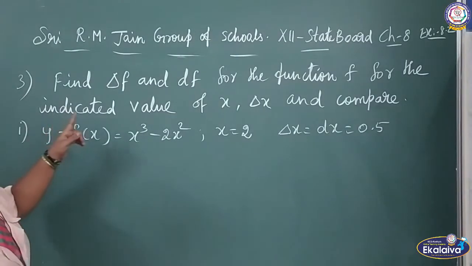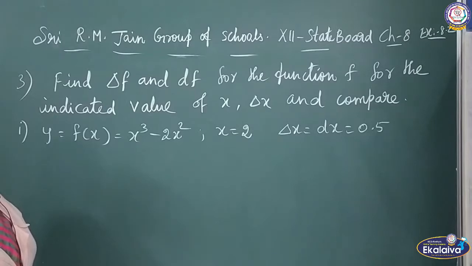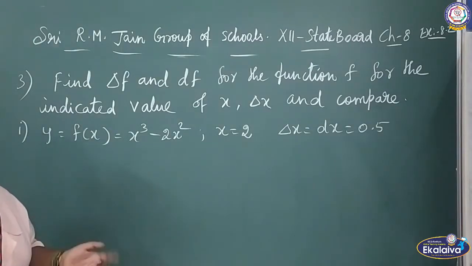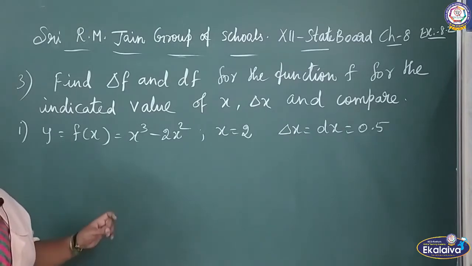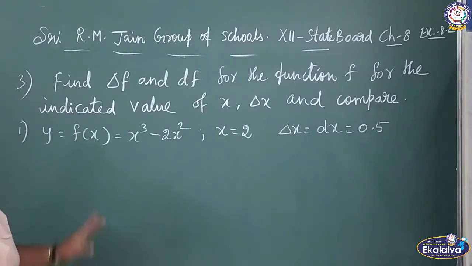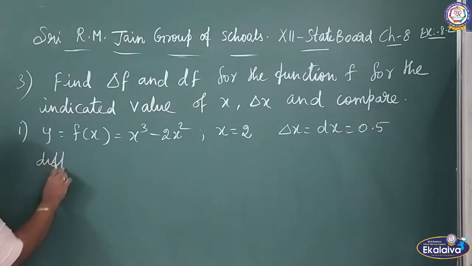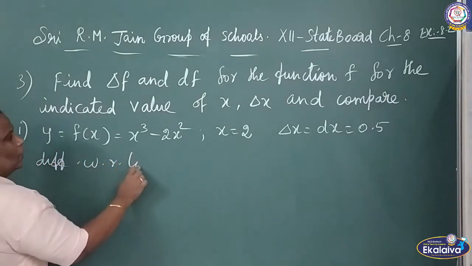Now find delta f and df for the function f, for the indicated value of x and delta x, and compare them. We have to find the actual change, the estimated change, and you can also find the value of error. Here f of x is x cube minus 2x square. So differentiate with respect to x.